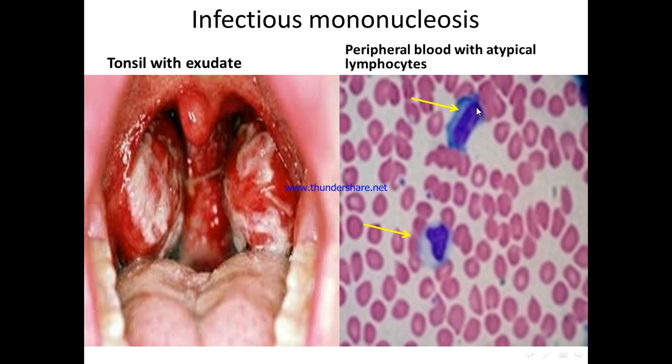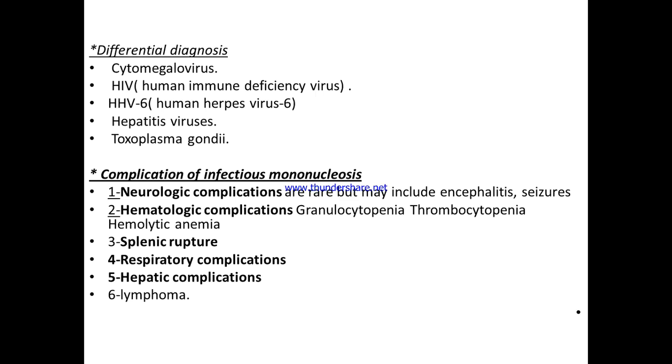These are the blood film. We see atypical lymphocytes in the blood film, in addition to an increase in the number of lymphocyte cells, but also there are atypical cells. Differential count for infectious mononucleosis.